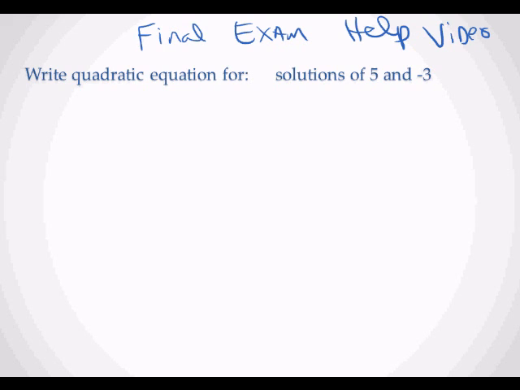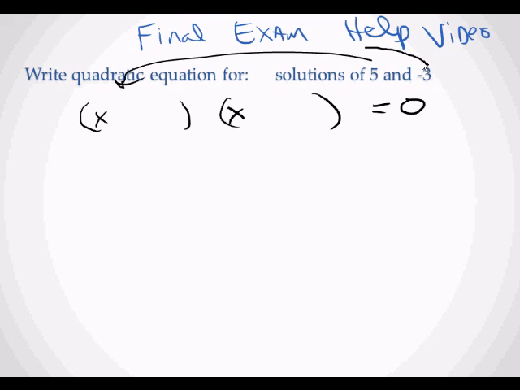On this one, write the quadratic equation for solutions 5, -3. What we're going to do is write two big parentheses, and we're going to set it equal to 0. Plug in x and x, and then plug in our 5 and our -3. However, remember when we plug 5 and -3 in, we have to change the sign. So instead of plugging 5 in, we're plugging -5 in. Instead of plugging -3, we're going to type in +3.